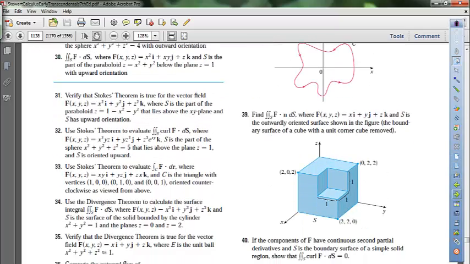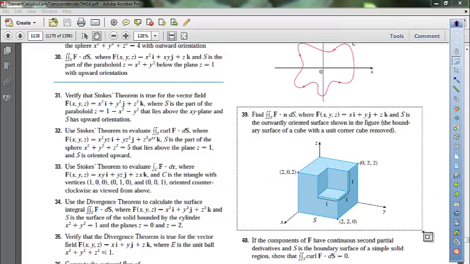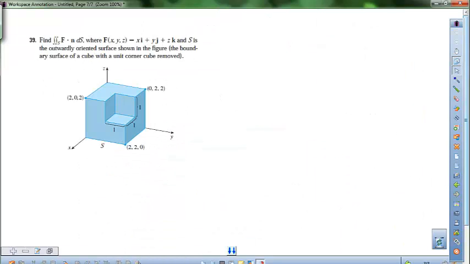This one is a good candidate probably for Gauss. It's asking us for the flux of the vector field, not the flux of the curl, but the original vector field. I look at this vector field, and the div is going to be really easy to compute. And then I look at this surface. It's a cube, so it has 6 sides, but we added in 3 more sides, so now we have 9 sides. So finding the flux over each of those surfaces would be kind of difficult.